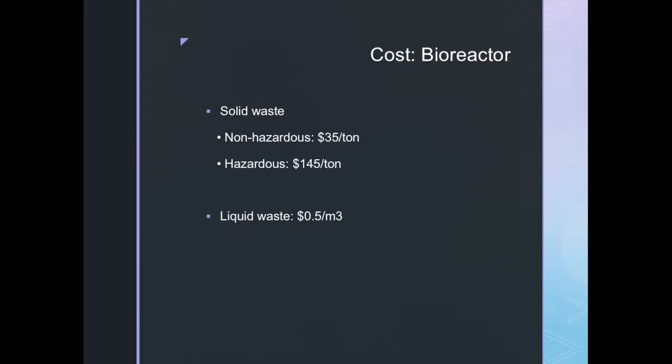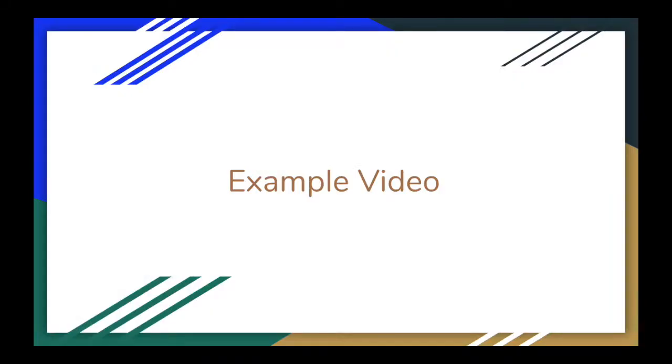And the last case, bioreactor. The non-hazardous solid waste of bioreactor costs $35 per ton. Hazardous solid waste costs $145 per ton. The liquid waste costs $0.5 per cubic meter. Here is an example of a simple phytoremediation system.